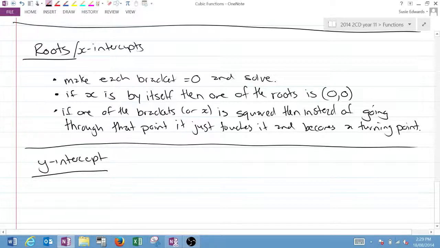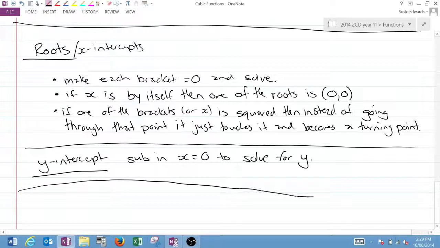Last one, how do we find the y-intercept? Sub in x equals 0 to solve for y. That's all our instructions. So all we need to do now is practice and make sure we understand what it means. Okay, so the rest will all be examples. It's a really bad line.